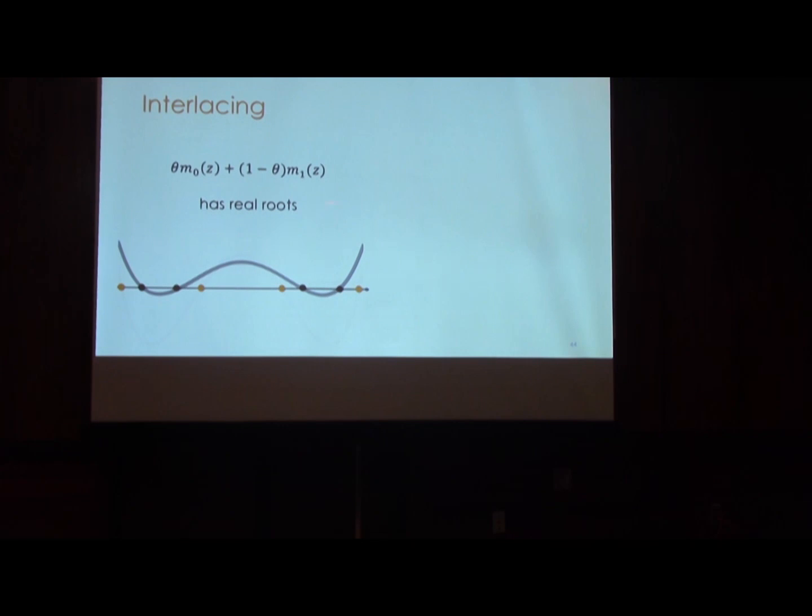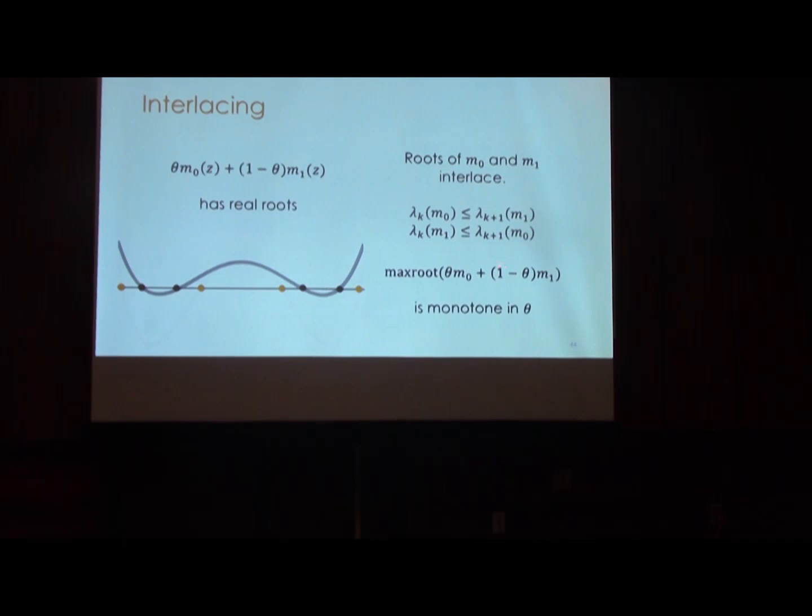Now here's the interesting thing: if you have two univariate polynomials m0 and m1, and any convex combination of them has real roots, then their roots must interlace. What do I mean by that? I mean the kth root of each one is bounded by the k plus first root of the other one. So these two roots would be above these two roots, would be above these two roots. Is the definition clear?